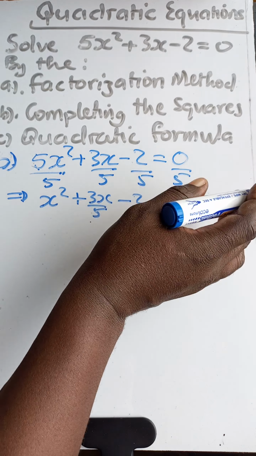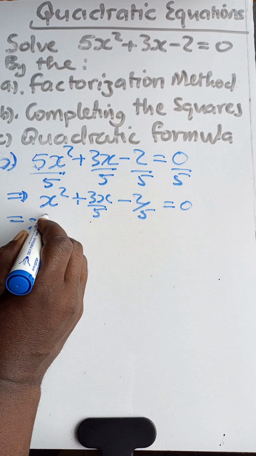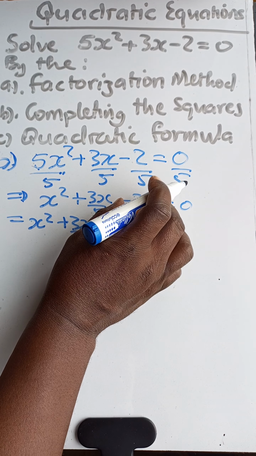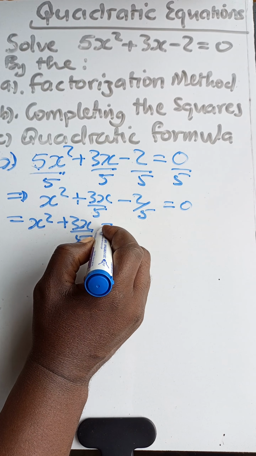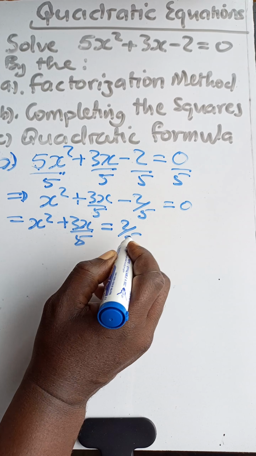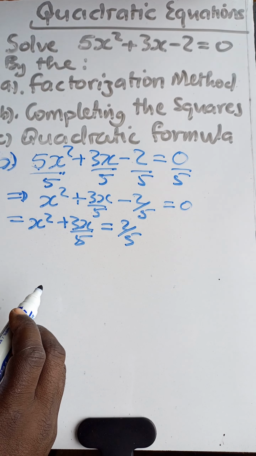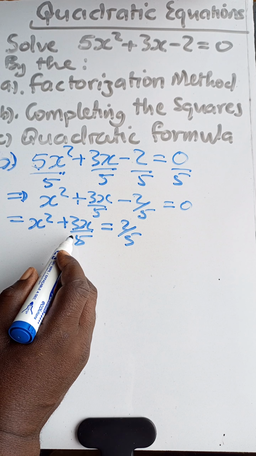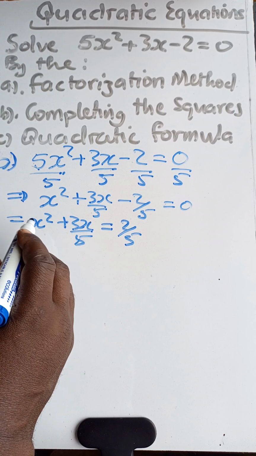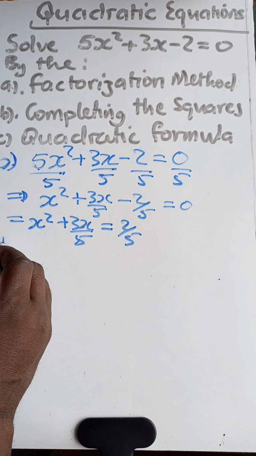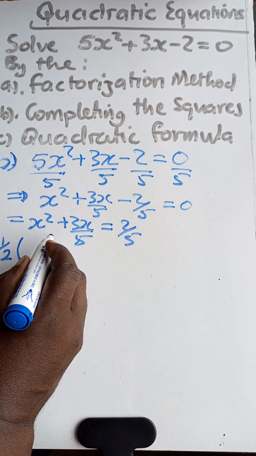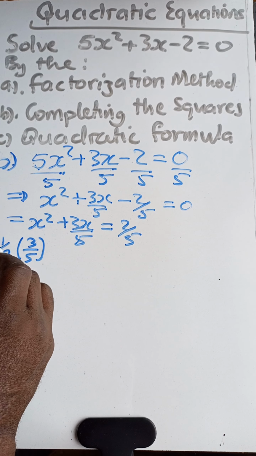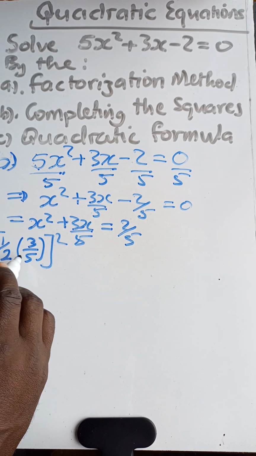Next, we carry the constant term to the right hand side. So we have x squared plus 3x all over 5 equals, negative 2 all over 5, carrying it that way, becomes positive 2 all over 5. Next, we add half the coefficient of the x term squared to both sides. Half the coefficient of x here is 3 all over 10.